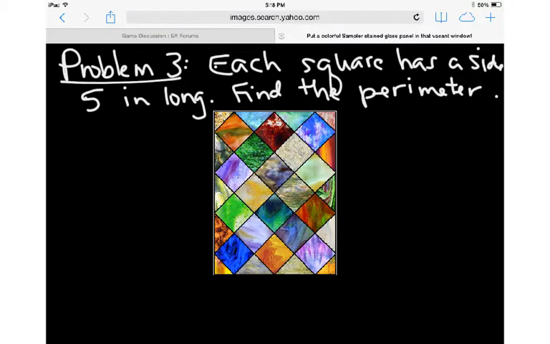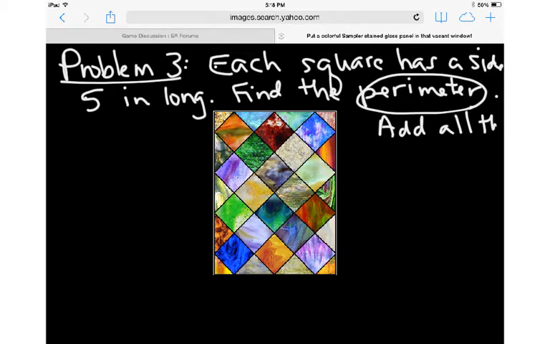Alright, in this last problem we're going to find the perimeter of a stained glass window using our understanding now of radicals. So I want you to look at this stained glass window design, and there are all these squares inside of it. Well, in order to find the perimeter, we have to remember what perimeter means. And perimeter means add all the sides.